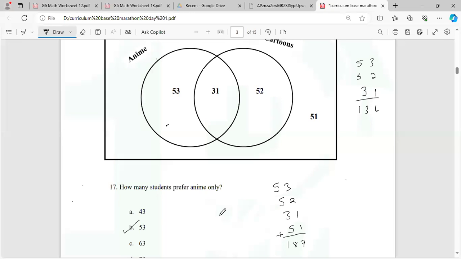Alright. So the question says, how many students in total were in the class, basically, right? So we have to add all of these numbers, guys, because remember, these are the persons who love anime, cartoon, and anime and cartoon. Then these persons, they don't like anime, but they are still in the class. So we have to add them also. So it would have been 187. Even though they don't like anime or cartoon, they are part of the class. So once they are part of the class, we have to include them.